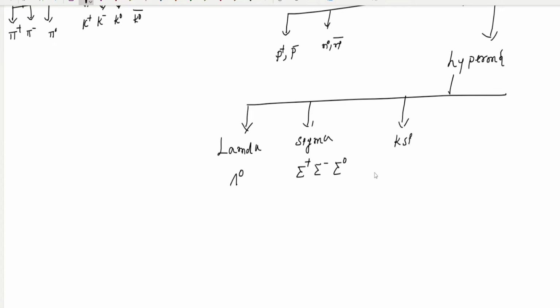Then the xi hyperons, which are represented quite differently. The next and final one is omega hyperon, denoted like this. So these are the classifications of the elementary particles based on the Bose-Einstein distribution law, the Fermi-Dirac distribution law, and their spin values.